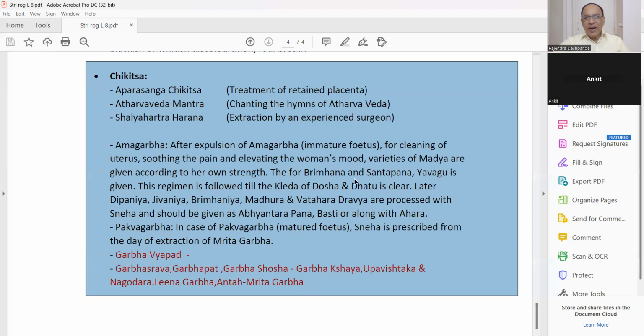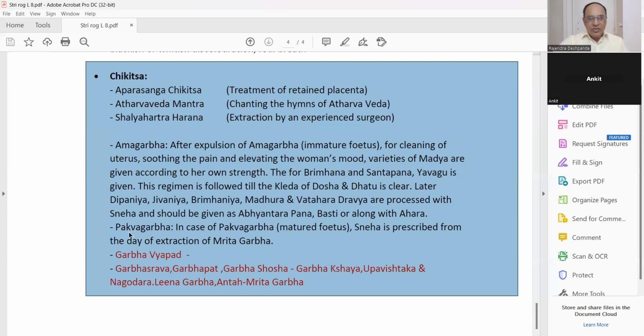The Brahana and Santarpana Yavagu is given. The regimen is followed till the clade of dosha and dhatu is clear. Later, Dipaniya, Jivaniya, Bruhaniya, Madhura and Vatahara Dravyas are processed with sneha, that is, of course, the ghee, and should be given as abhyantara snehapan. Inside, ghee, medicated ghee, basti or along with this ahara.